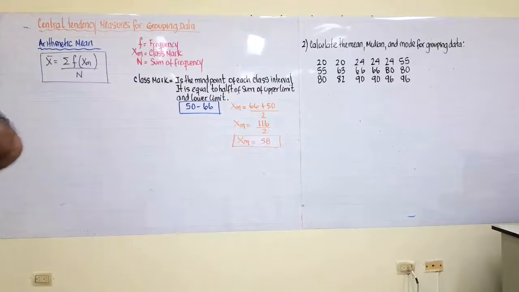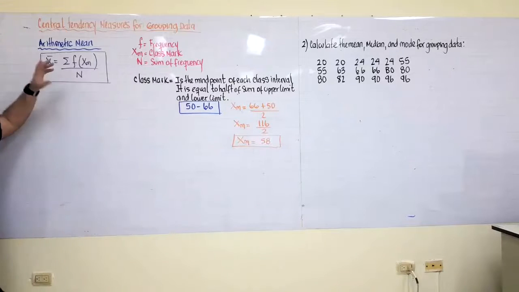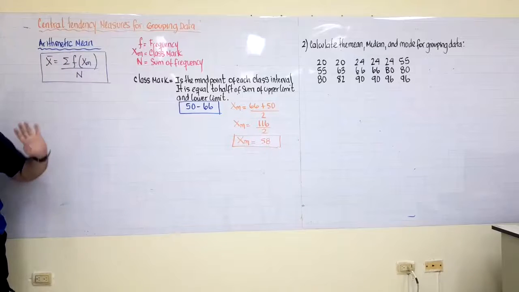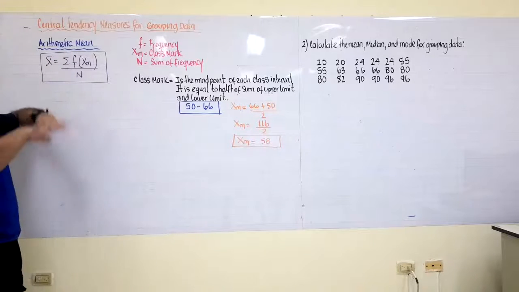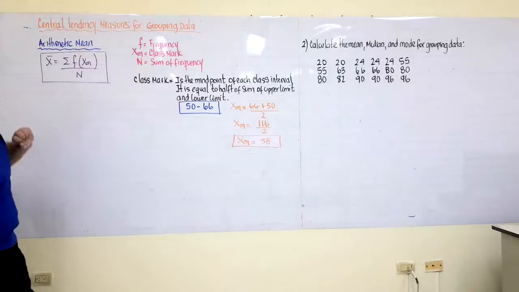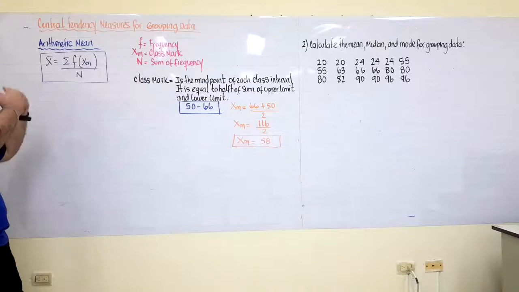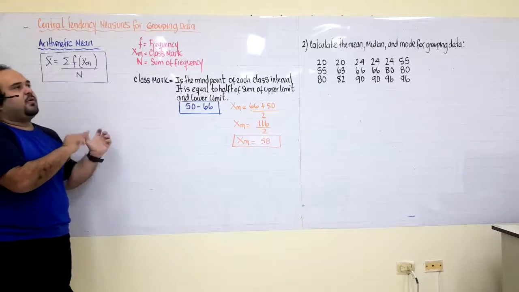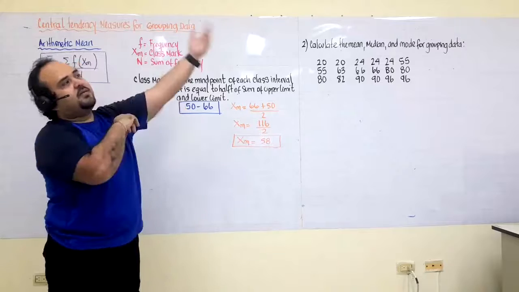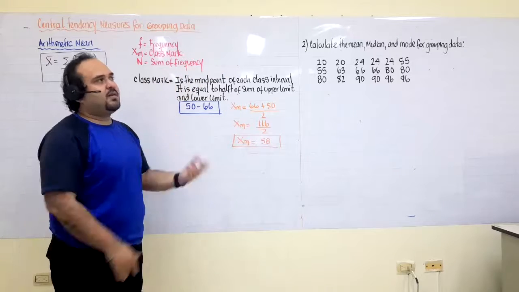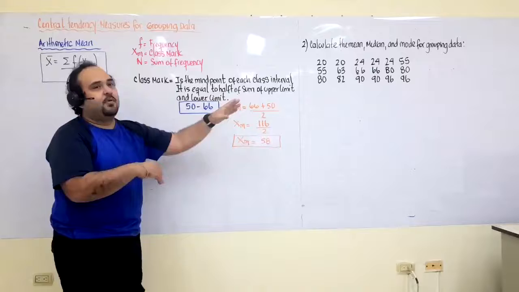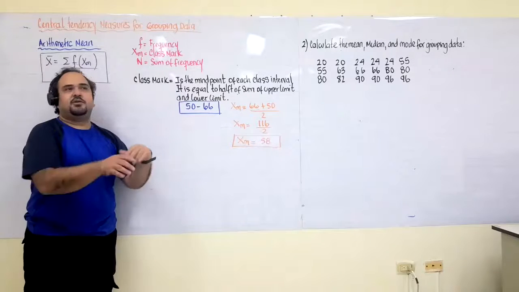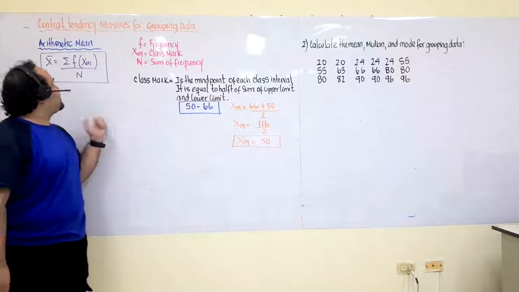Remember, the arithmetic mean in this situation will be the addition of the product of the frequency times the class mark, divided by the sum of the frequency, or if you wish, divided by the total number of data. How can we calculate the class mark? It is the midpoint: the addition of the upper limit plus the lower limit, and the result divided by 2, because midpoint means the center between them.